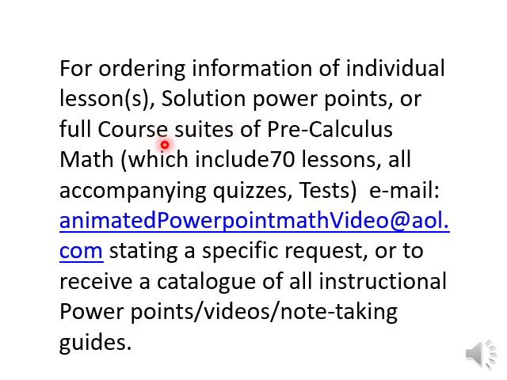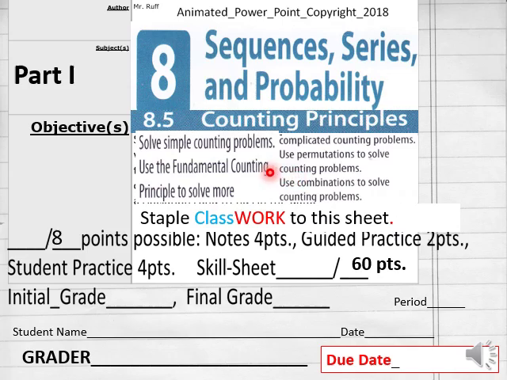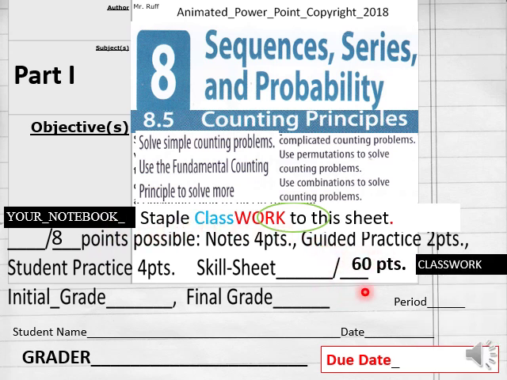Hello everybody, we're getting ready to do lesson 8.5 of Pre-Calculus Math Part 1 today, classwork lesson. And in today's lesson you will have 8 points on your notebook and 60 points on your classwork sheet, which you should have in front of you now. If you don't have classwork sheets, email me for those.